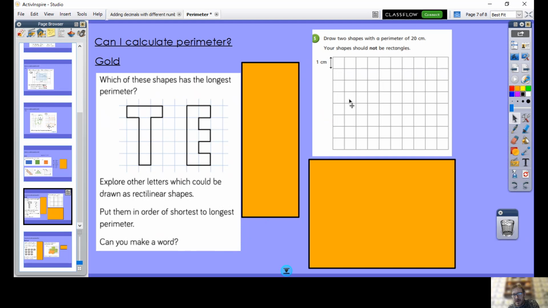And with this one, you need to draw 2 shapes with a perimeter of 20 centimeters, but they should not be rectangles, i.e. they need to be rectilinear shapes, but not rectangles. So use the squares in your maths book, 1 square being 1 centimeter, and draw 2 shapes that have a perimeter of 20 centimeters, 2 different shapes, but they should not be rectangles. So pause the video and have a go at these questions.